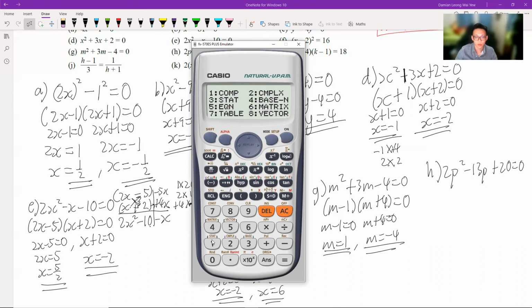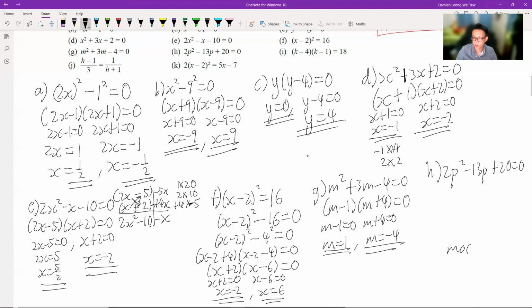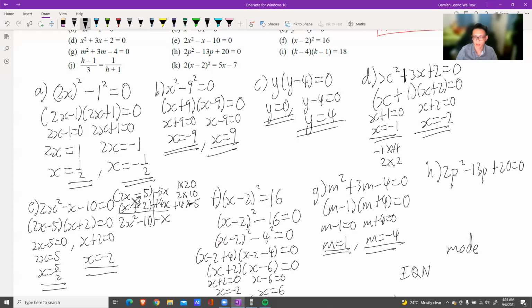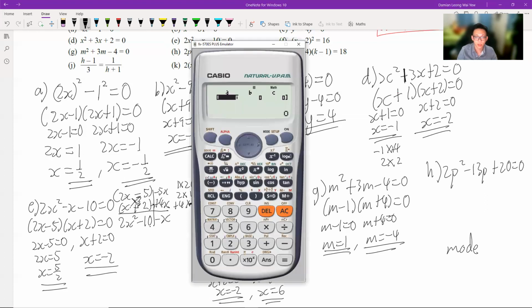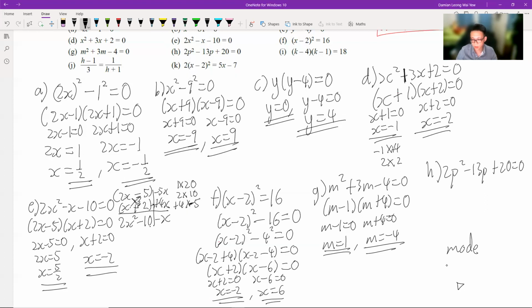In this one, press mode, equation, and then 3. If you're using an MS version, press mode. Keep pressing mode until you see EQN. Select the number under the EQN, which stands for equation. Then press the right button. Then they'll ask for degree. Then you press 2.